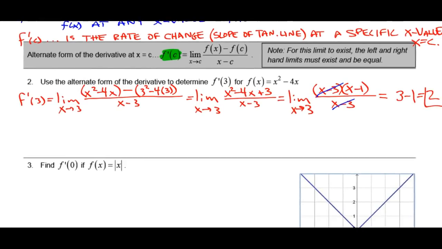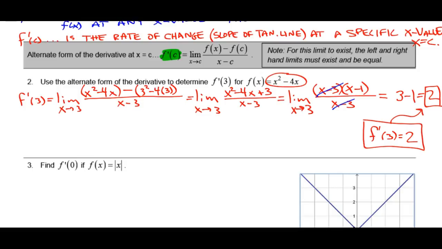And folks, you've heard me say this before. Don't just leave that number floating out there in space. Tell me what it represents. F prime of 3 is equal to 2. And what does that mean? That means when x equals 3, the slope of the tangent line on the graph of this quadratic is 2.